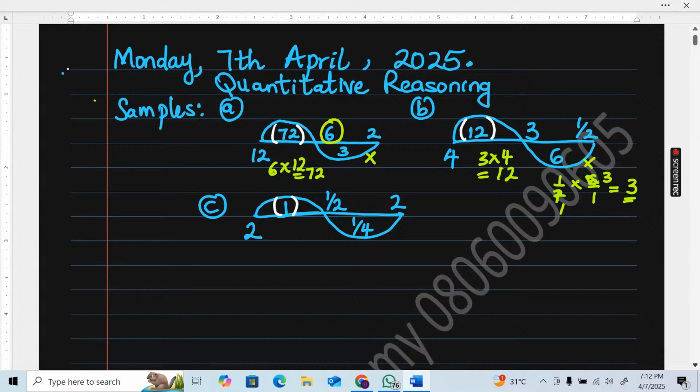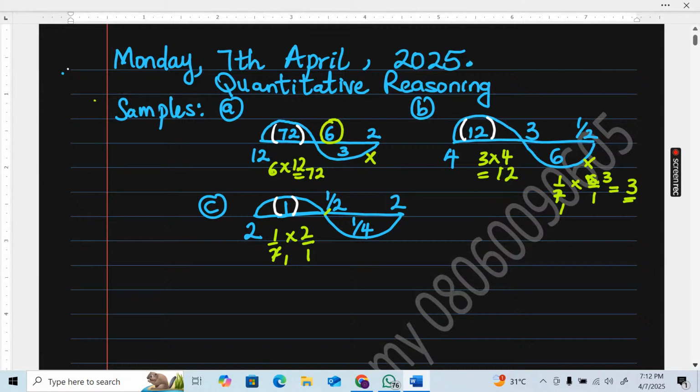All right? Now, for sample C also, let's look at the number that is in the curve above, which is 1. For us to figure that out, all we need to do is just to multiply half by 2. That is half times 2, or 2 times half. That will be over 1.